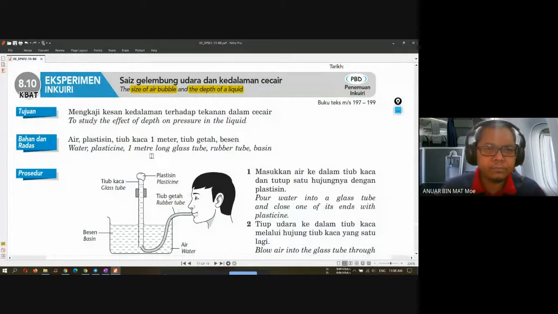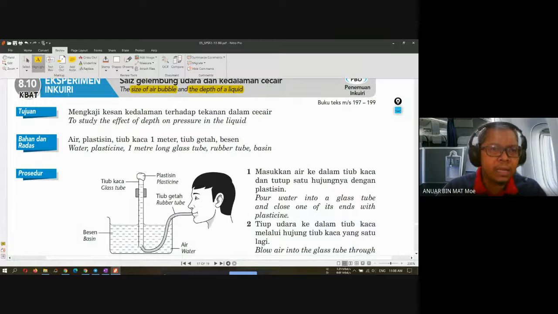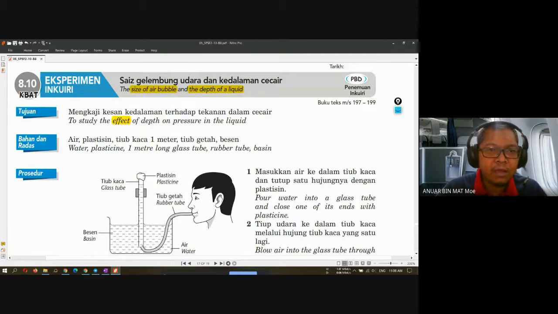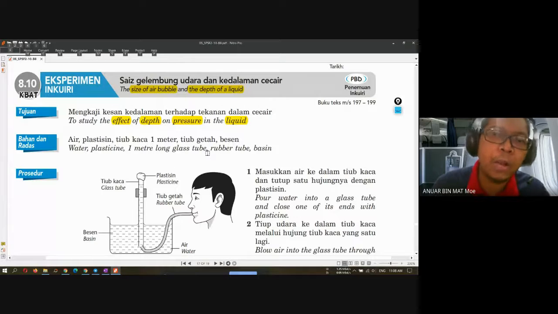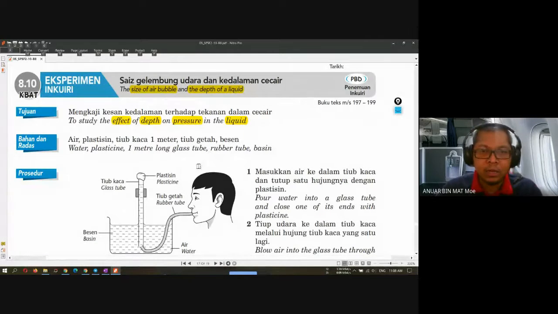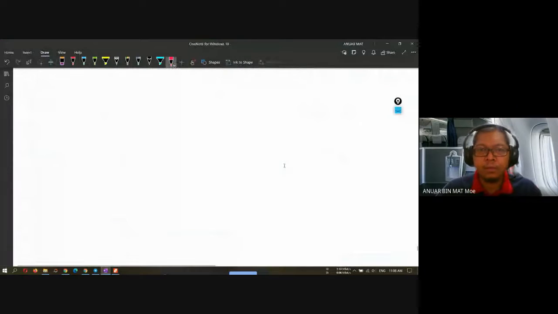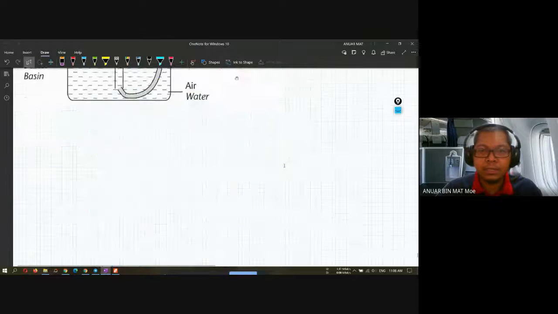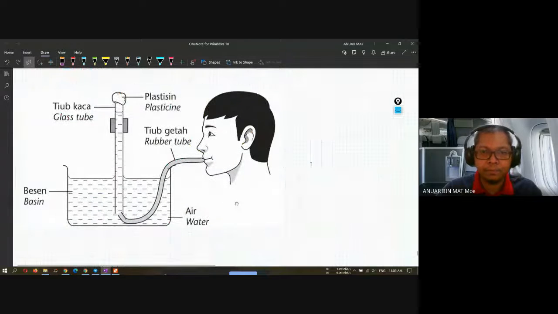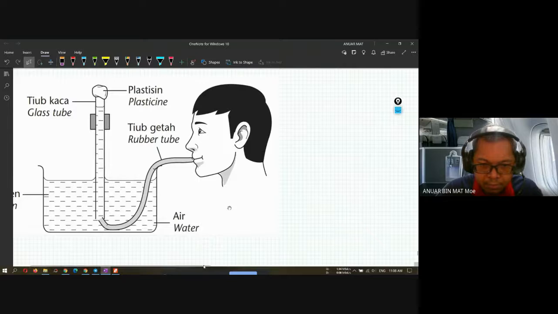Question 8.10. So what is the aim of this experiment? To study the effect of depth on the pressure in the liquid. All right, I will explain to you one by one here. Where is the picture? Okay, this one. I hope you can see the picture over here.